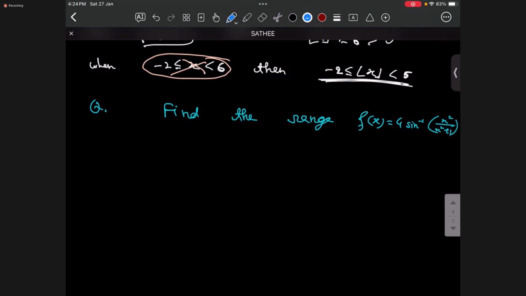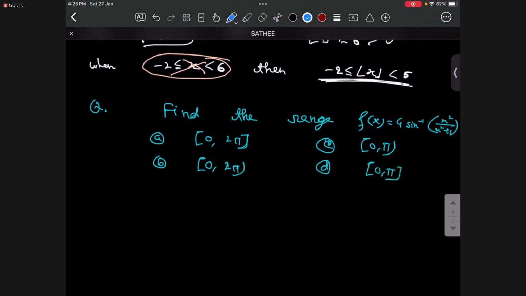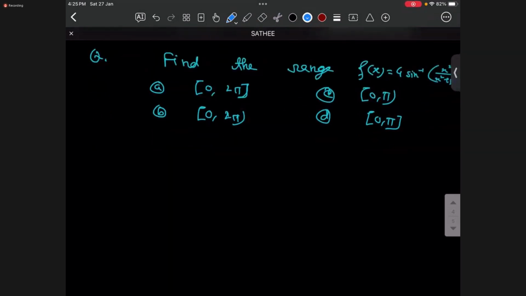So we need to find the range of this function, and they have put in some options. Option A is the closed interval 0 to 2 pi. Option B is the closed interval 0 to 2 pi. Option C is 0 to pi, and option D is 0 to pi. So how can we do this problem?